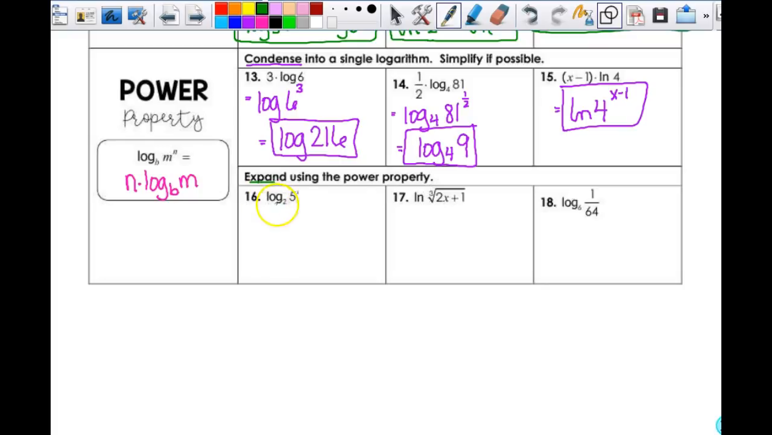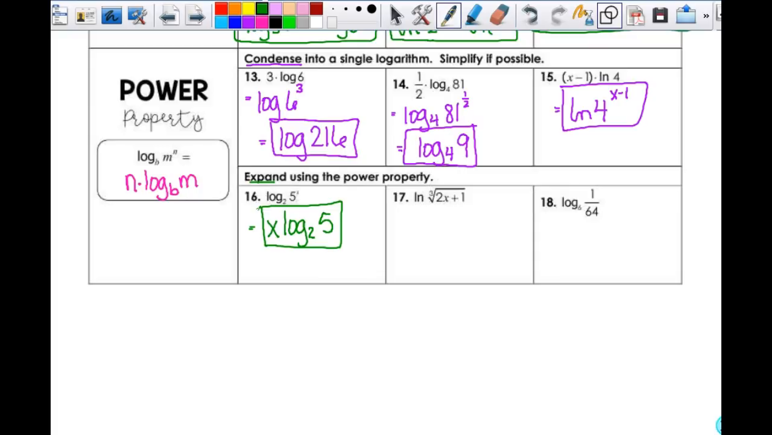So this is log base 2 of 5 to the x. Those x's are really hard to read on here. I don't know what it looks like on the video, but this is my exponent, so it's going to come out front, and this gives me x times the log base 2 of 5, and that's the best I can do on that one.